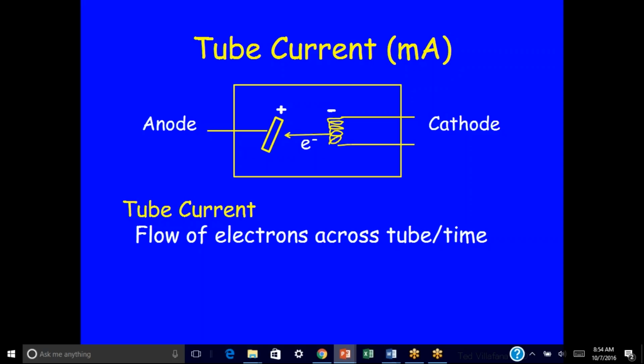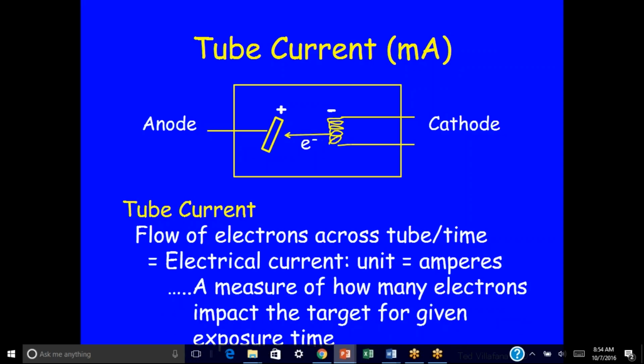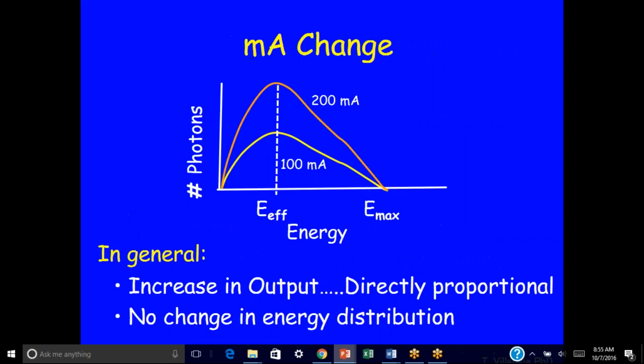And this is what we have, and we call it a tube current. It's flowing across the tube. The unit of current is the ampere, abbreviated amp, and the important idea for us is that the milliamperage determines how many electrons arrive at the target. Remember, that's exactly what we said for the exposure time. Exposure time determines how many electrons arrive at the target. So does the milliamperage.